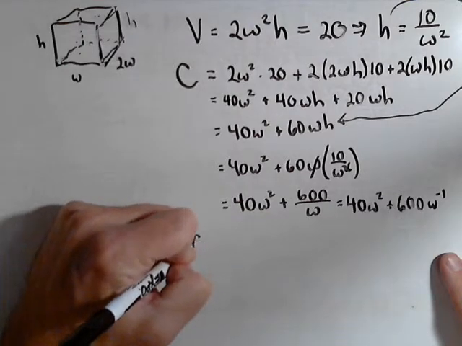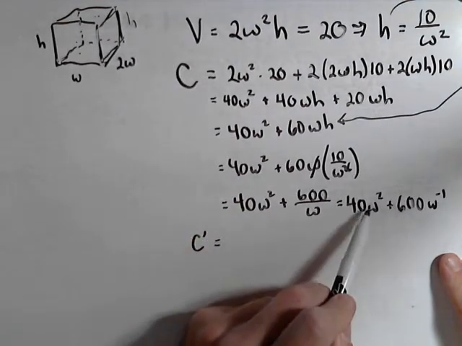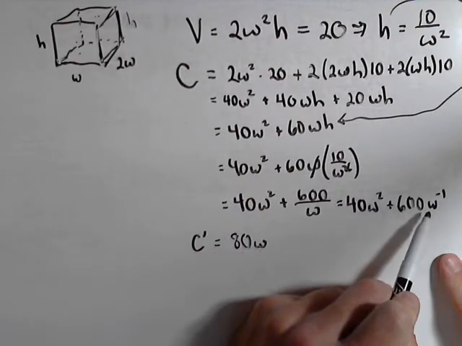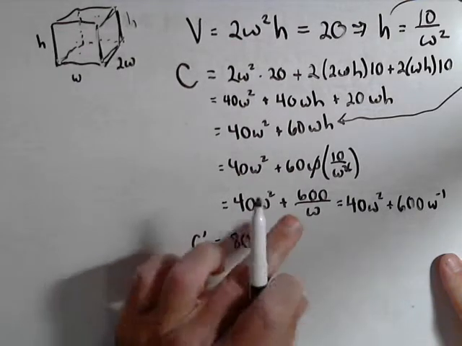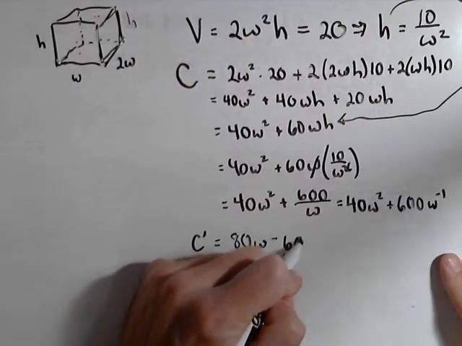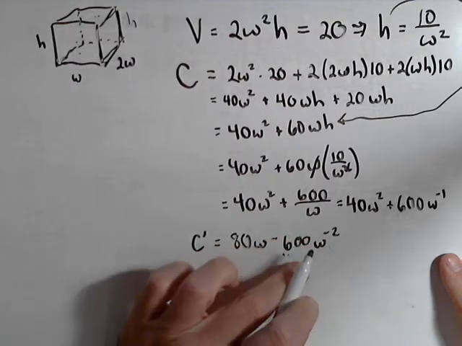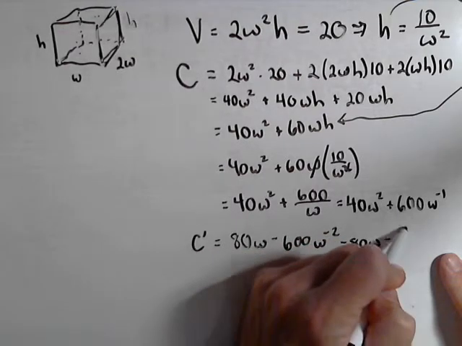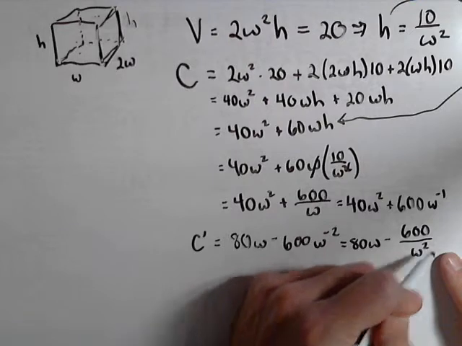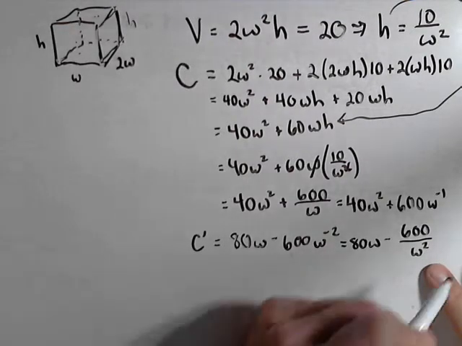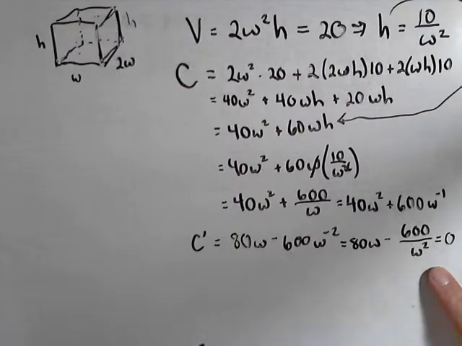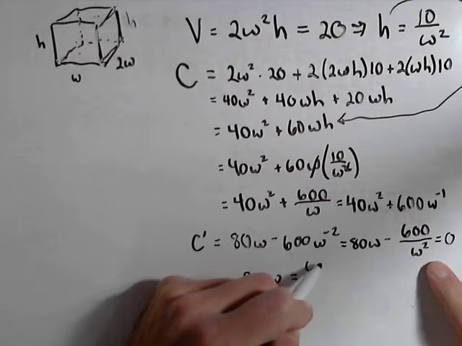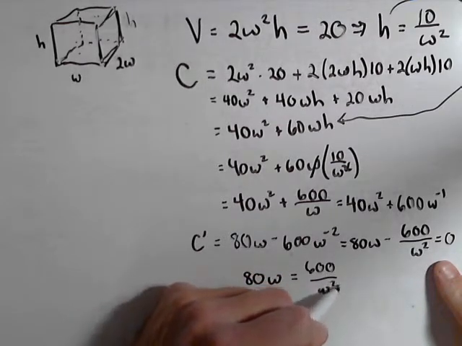So now that we have it simplified, we need to find any critical points. C prime. Alright, this is an easy one, just a little power rule. It's 80W. This one's not too bad either. Minus 600. Bring the negative 1 down, so minus 600W to the negative 2. Or we could rewrite this as 80W minus 600 over W squared. That's what we need to set equal to 0 for any critical points. So we get 80W equals, add the 600 over W squared to both sides.